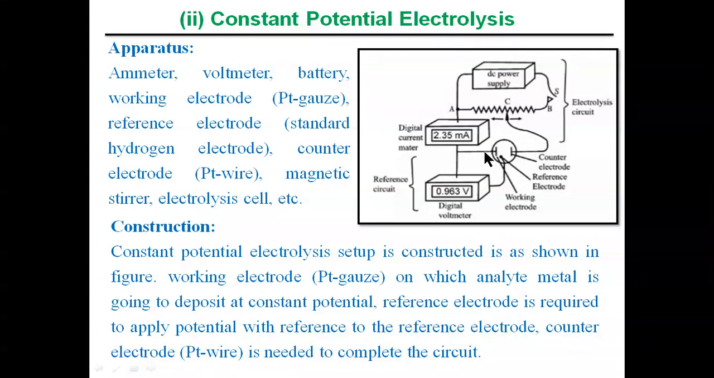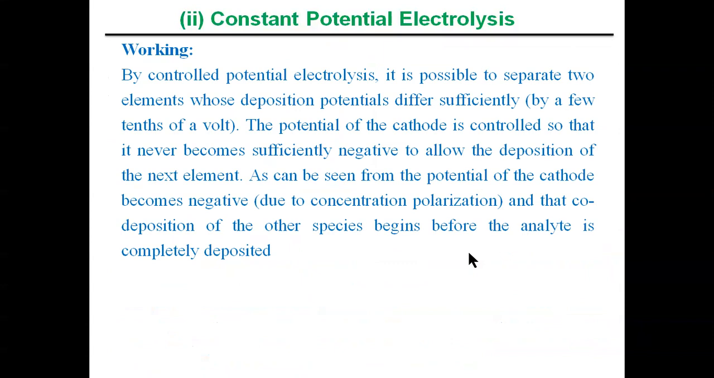So how is it constructed? It's very simple. The constant potential electrolysis setup is constructed as shown in the figure. The working electrode, that is the platinum gauge, is where the analyte metal is going to deposit at constant potential. The reference electrode is required to apply the potential with reference to it. The counter electrode is needed to complete the circuit and measure the current. So this is about the construction.